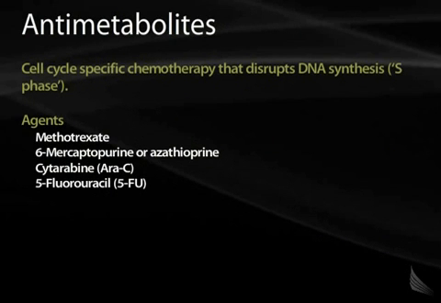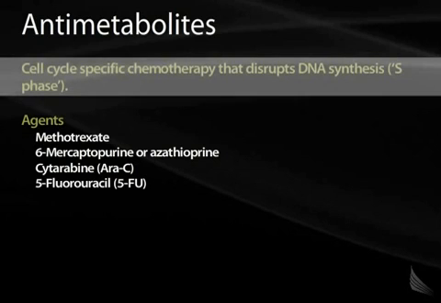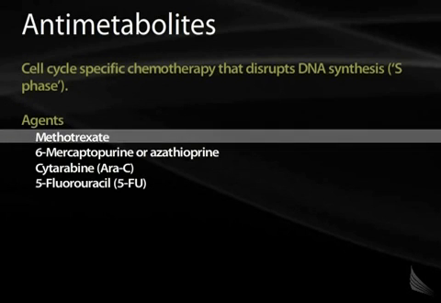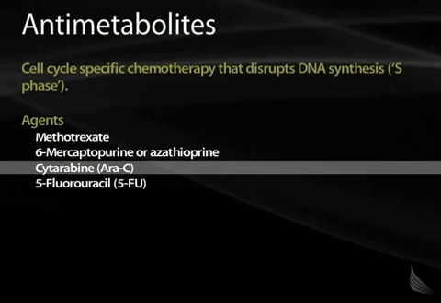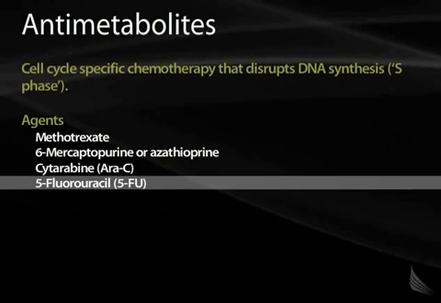Antimetabolites are a classification of chemotherapy agents that are cell cycle specific. They disrupt DNA synthesis in the S phase, or the DNA synthesis phase. Some examples of antimetabolites include methotrexate, 6-mercaptopurine, or azathioprine, cytarabine, or Ara-C, and 5-fluorouracil.